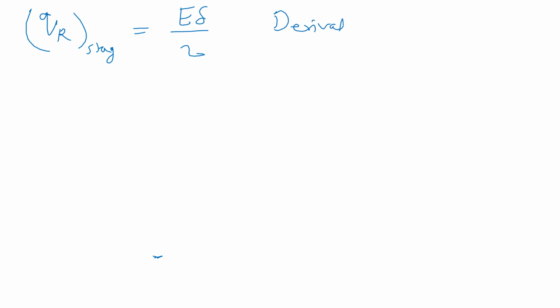Now we will see the derivation of one more relation, which is Q radiative heat transfer at stagnation point equal to E delta upon 2. Its derivation.